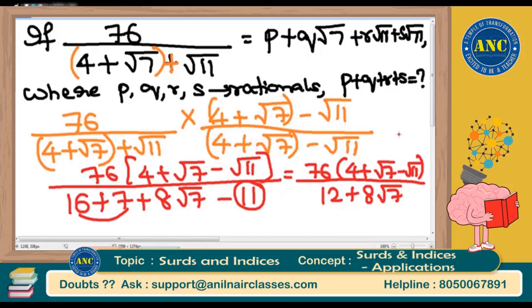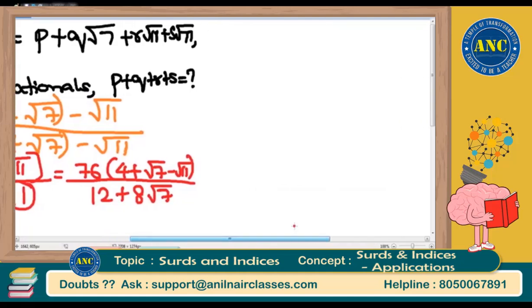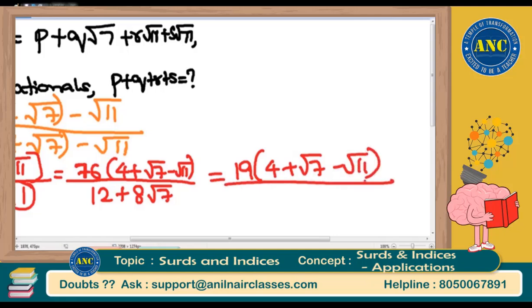Now if I again simplify further, can I say that in the denominator I can take 4 as common factor. 76 also is 4 into 19, so I will be left with 19 into 4 plus root 7 minus root 11. In the denominator I will be left with, taking 4 common, 3 plus 2 root 7, right? It is 3 plus 2 root 7.